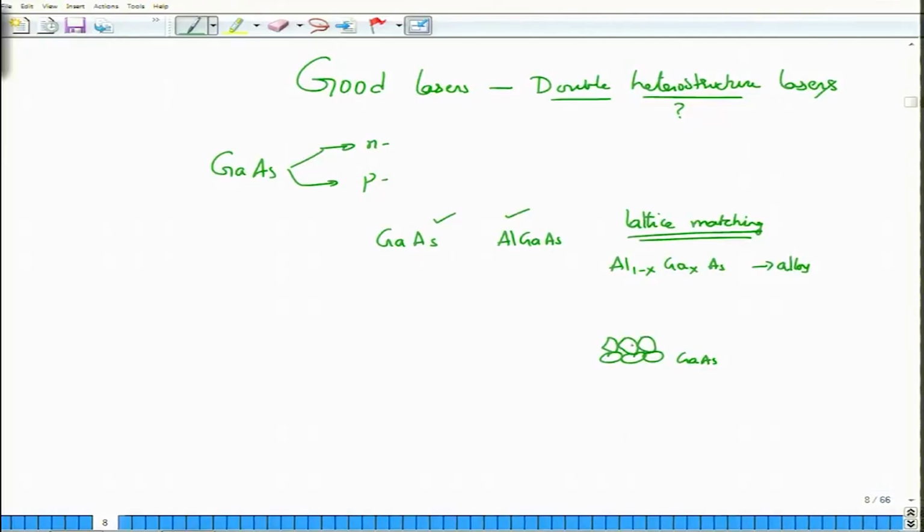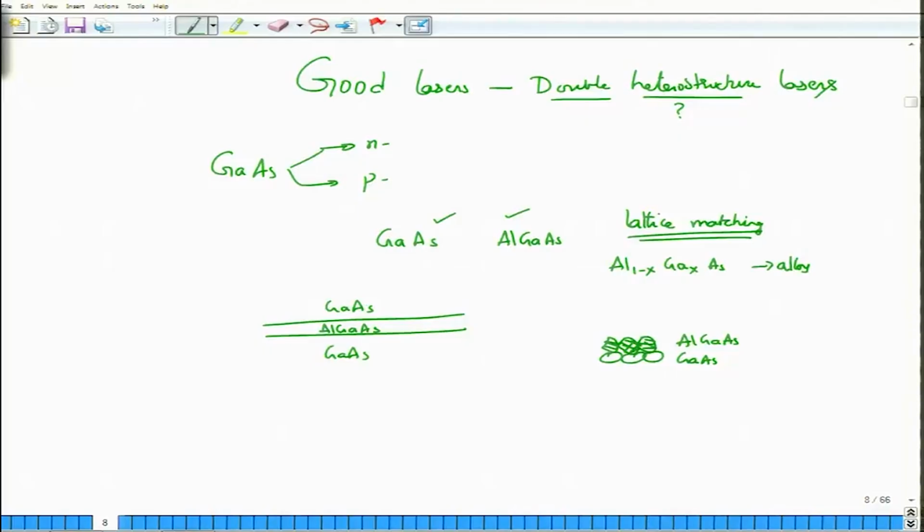I am just denoting some difference here, but essentially the lattices are the same. Therefore, there are as many AlGaAs atoms as there are gallium arsenide atoms, and one can grow multiple layers based on this lattice matching. This lattice-matched fabrication makes it possible for us to grow a layer of gallium arsenide, on top of it a thin layer of aluminum gallium arsenide, and then follow it up with gallium arsenide again.